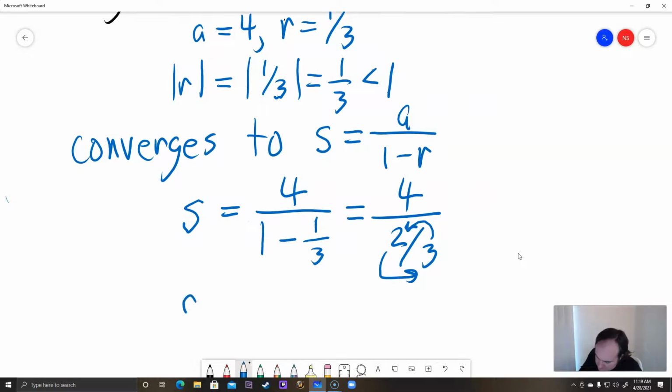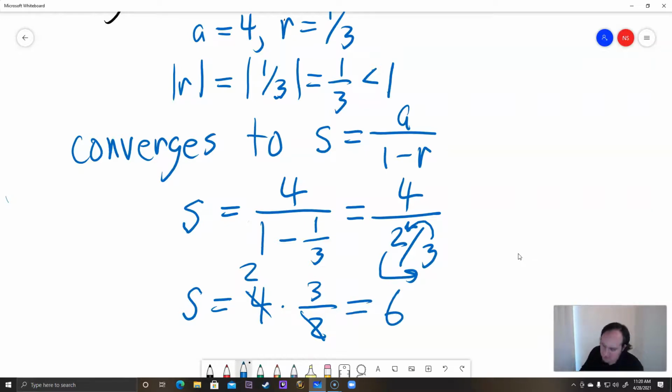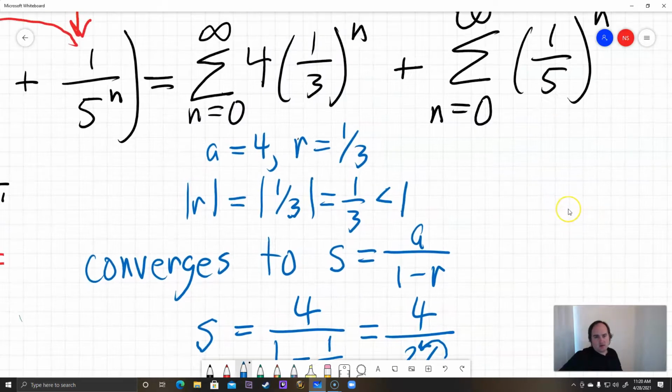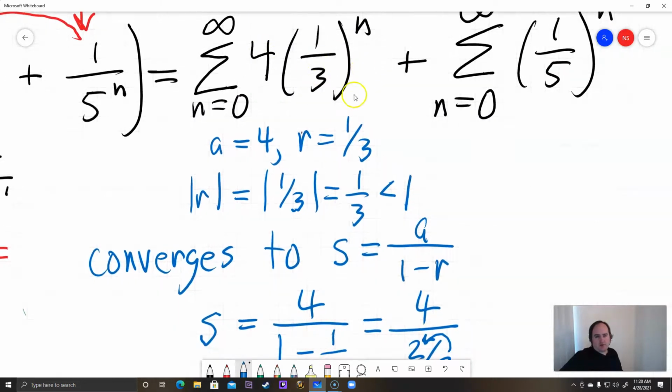So we have S equals 4 times 3/2. The 2 and the 4 cancel out, and we get a 2 on the top, so 2 times 3 is 6. So the sum of the first series is just 6. Because 4 divided by 2/3 is 4 times 3/2, the 2's cancel out, and you get 2 times 3 on the top, which is 6. So this first sum here is 6.